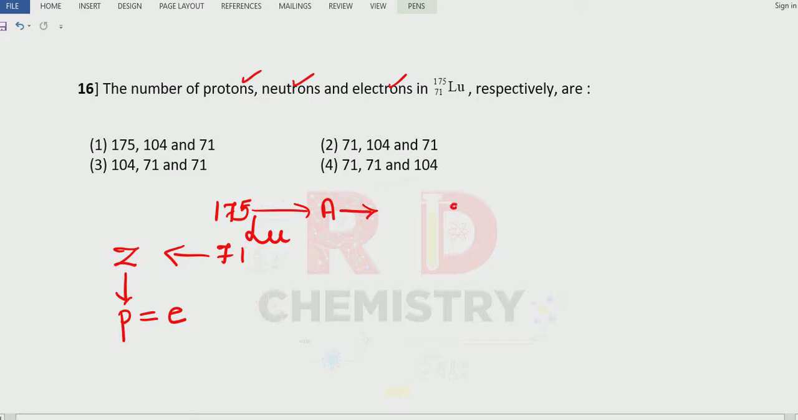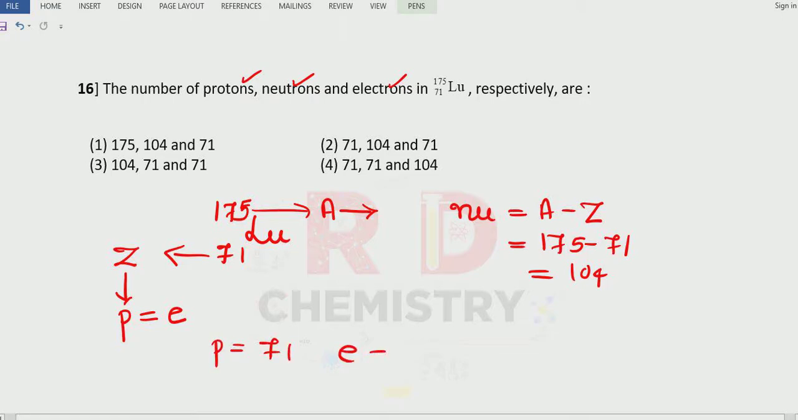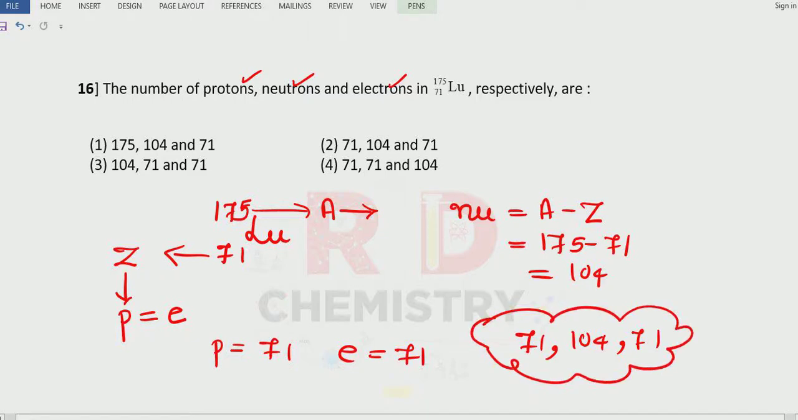Now how to calculate the number of neutrons? Number of neutrons is equal to A minus Z. So it is 175 minus 71, which is equal to 104. So the number of protons is 71, and the number of electrons is also 71 in the neutral atom. Therefore protons are 71, neutrons are 104 and electrons are 71 respectively. So 71, 104, 71. The answer is option number 2. Okay, right?